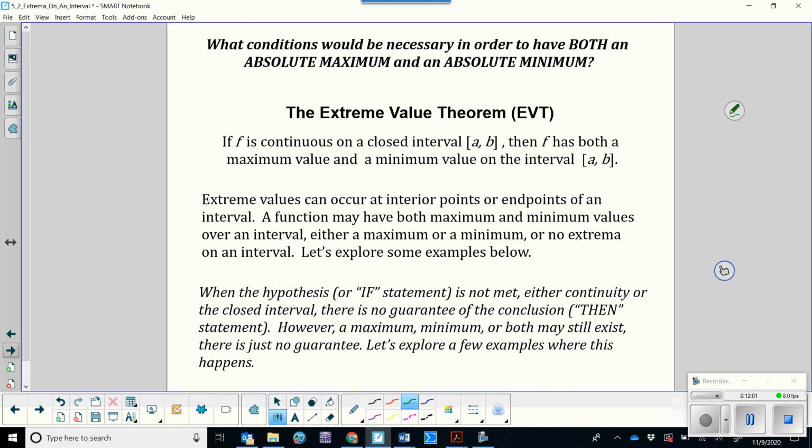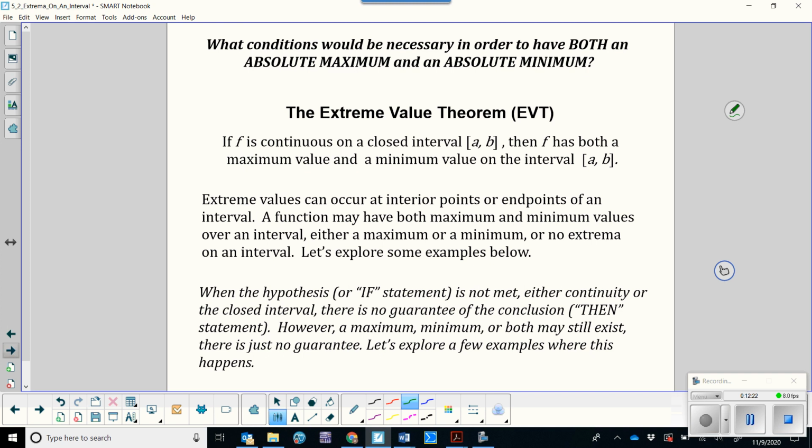Okay, so then what must be true so that we make sure that we have an absolute max and an absolute min? What has to be true for us to be sure that we have both of those, that we know we're going to find them on the interval? The extreme value theorem is what this is called.